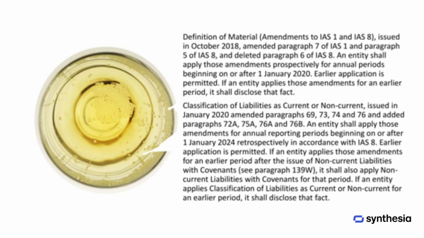Earlier application is permitted. If an entity applies these amendments for an earlier period after the issue of Non-current Liabilities with Covenants, it shall also apply Non-current Liabilities with Covenants for that period. If an entity applies the Classification of Liabilities as Current or Non-current amendments for an earlier period, it shall disclose that fact.